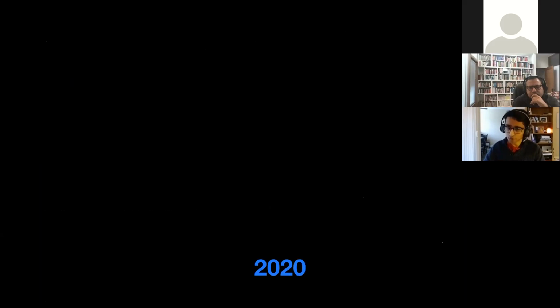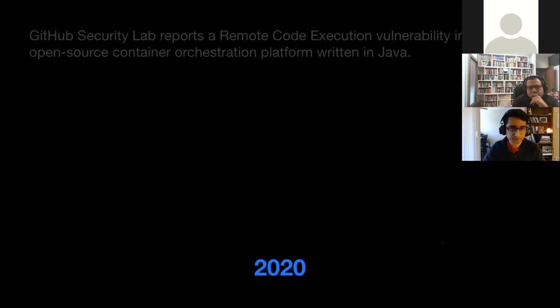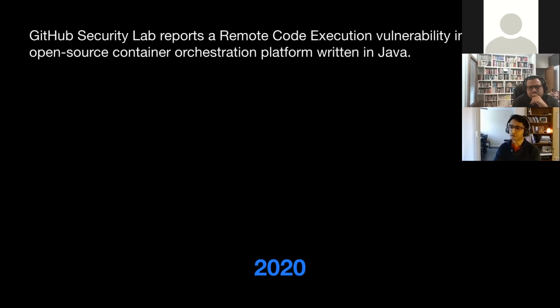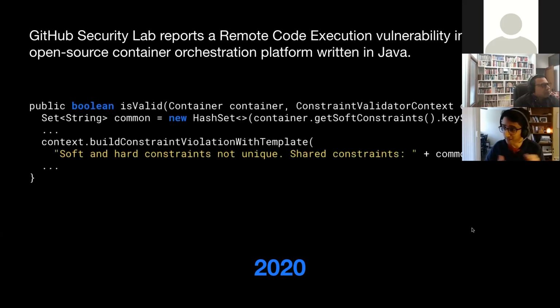Now I will fast forward to the present year. A different setting, a different kind of security or correctness issue. In this case, the research group called GitHub Security Lab, some of my esteemed colleagues, reported a remote code execution vulnerability in an open source container orchestration platform. This is Java code. It's the basis of part of Netflix, in fact. And the code looks something like this.